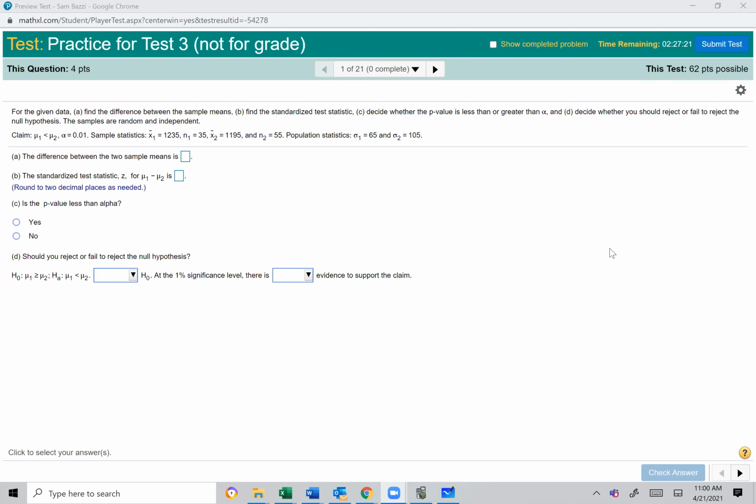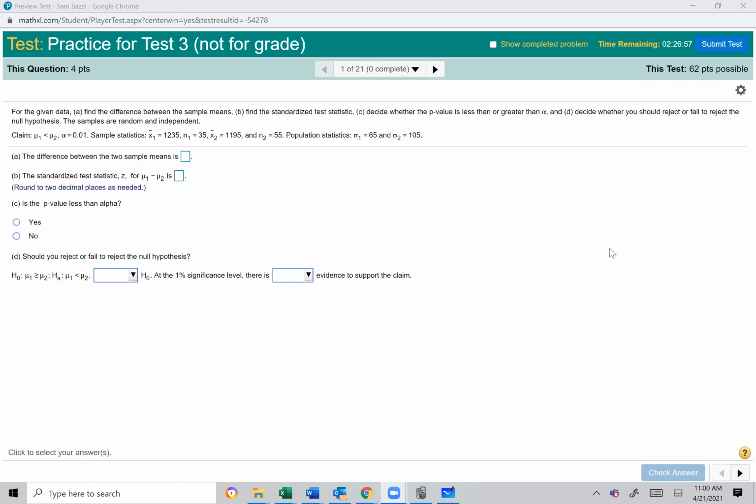The claim is mu1 is less than mu2, alpha is 0.01, x1 bar is 1235, n1 is 35, x2 bar is given, and n2 is given. The population standard deviations, sigma 1 and sigma 2, are given. All you need to tell me, guys, is what test do you use here? Remember, sigma 1 and sigma 2 are given here. So what is the test going to be? Z-test. Yes, that is correct.